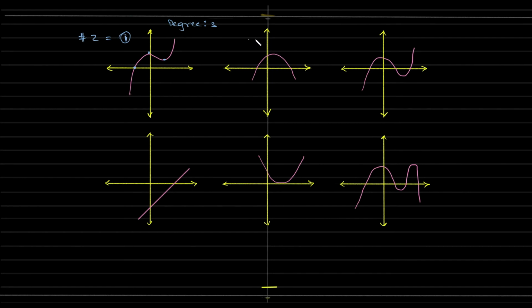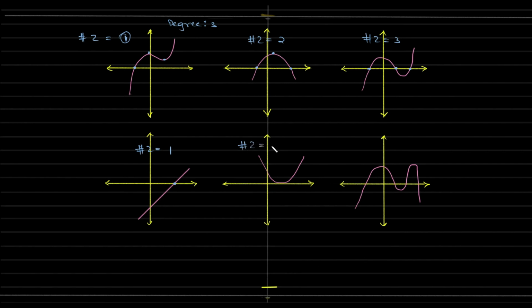Here the number of zeros is 2, and it's a quadratic polynomial. There is only one bend. The number of zeros here is 3. The number of zeros here is 1. Remember, it is only the x-axis that counts, not the y-axis.